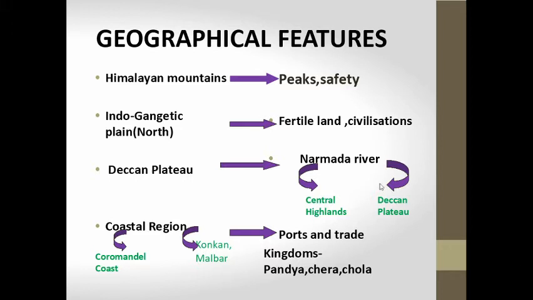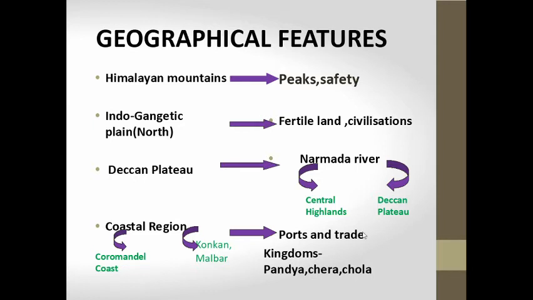Next comes the Deccan Plateau. Here you have to note that the Narmada River divides India into the Central Highlands and the Deccan Plateau. The Deccan Plateau comes in the southernmost region. The Central Highlands are also called the Malwa Plateau. So the Narmada River separates India into two parts, the Malwa Plateau or Central Highlands, and the Deccan Plateau in the southern region. The Mauryas and Guptas ruled these two areas previously.